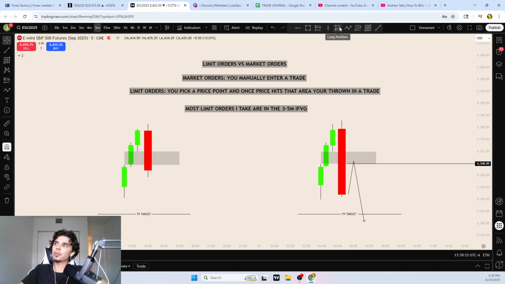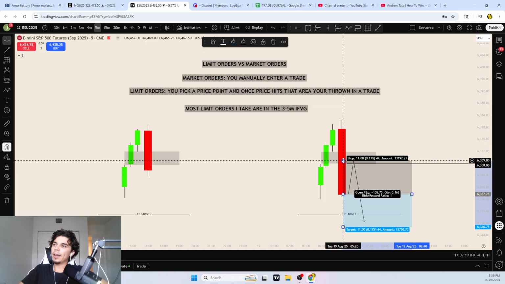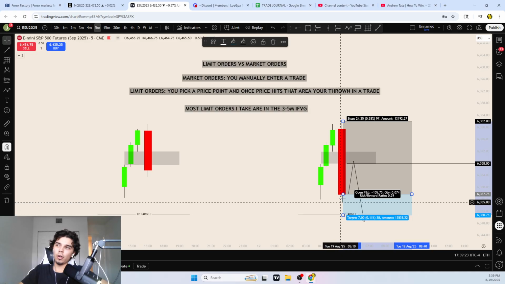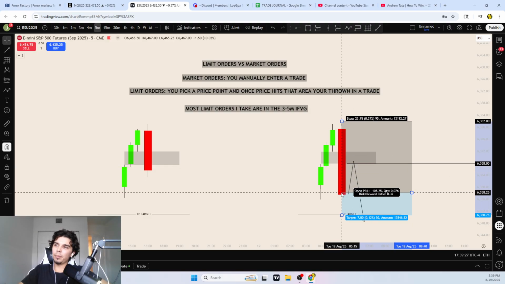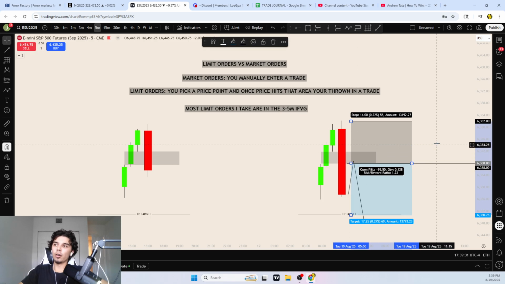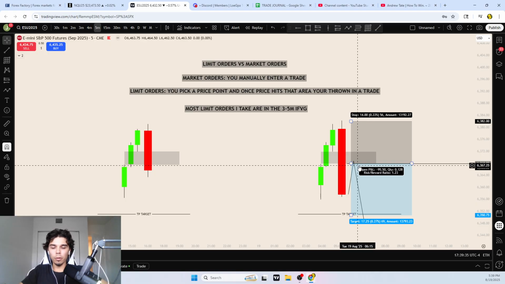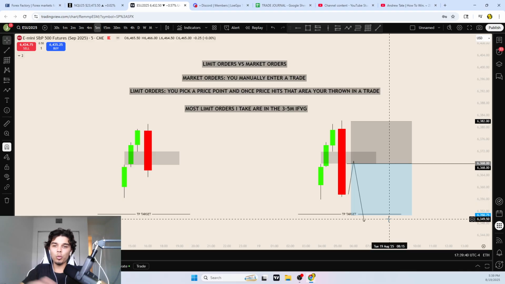So instead of entering all the way the heck down here, right, and getting a dog shit RR trade, well, now we're entering up here, and instead of being in mad drawdown and letting our emotions take over, well, our RR is a lot better. We're not risking as much. We're barely in drawdown now, and we're making more money on the trade. So it's a win-win for everything, right?